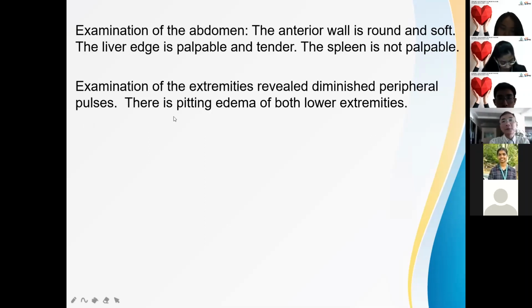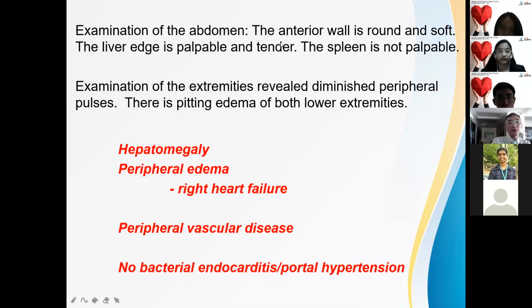And then finally, there's pitting edema. Why pitting edema? Because of right heart failure. That's why the liver is enlarged and congested, and that's why the jugular venous pressure is elevated. So essentially, this man has hepatomegaly and peripheral edema showing right heart failure.